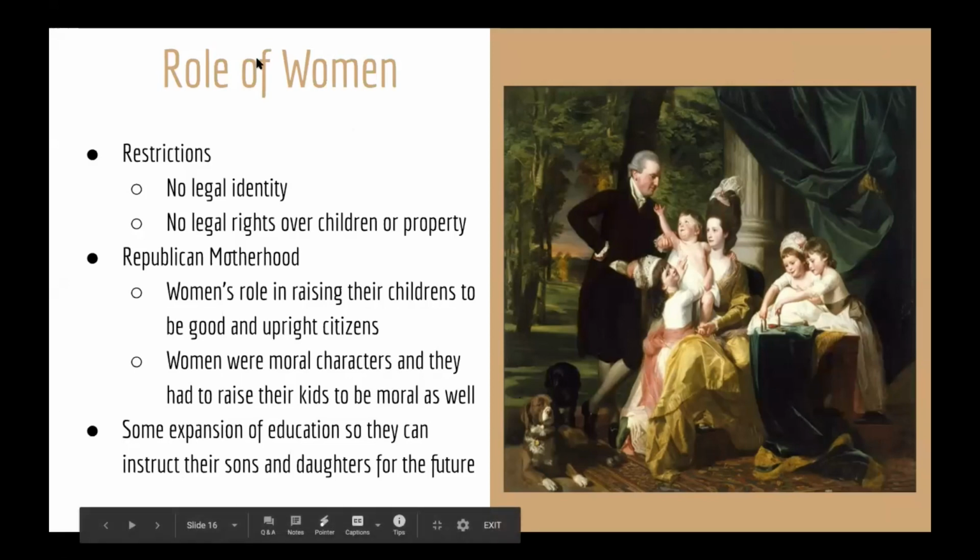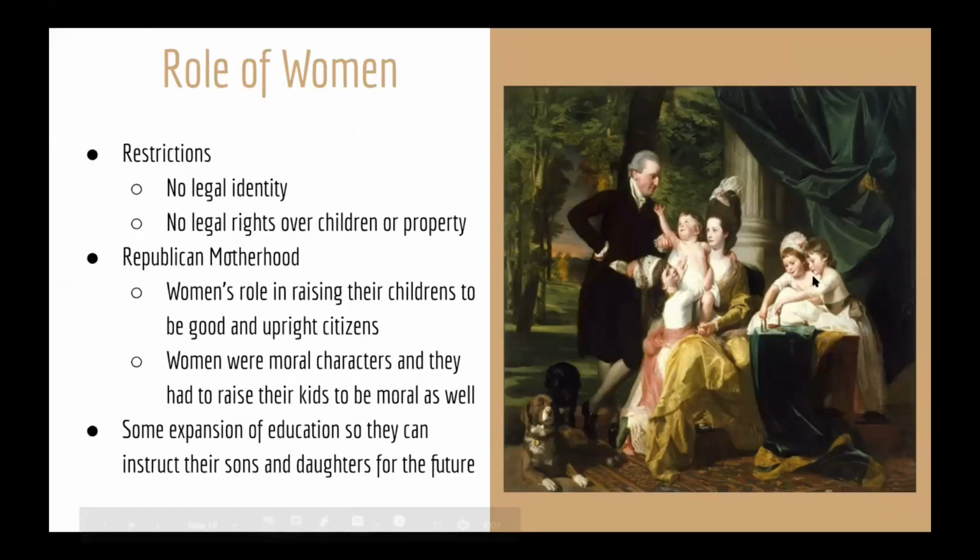We see this picture here. There are many kids, and the father is obviously standing, maybe showing a higher position than the woman sitting down. There's a lot of ways you can analyze this picture.